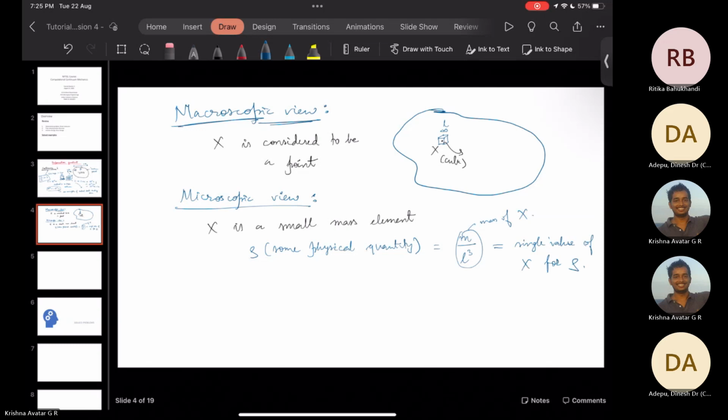Okay, now what you do is you take this property rho, and in the macroscopic view, where we had considered X to be a point, we assign the value of rho.